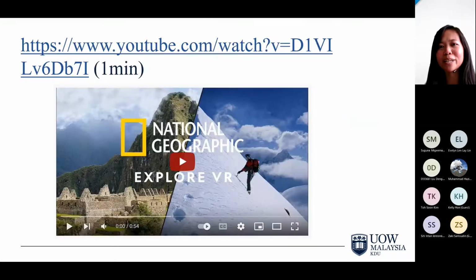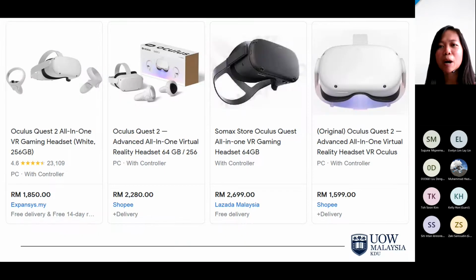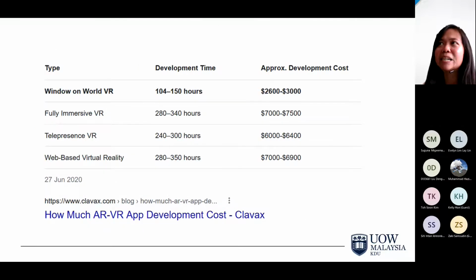But then, think about it. In order to experience this immersive exploration of a destination, the tourism operator themselves have to spend a lot of money in creating this experience, and also the potential tourists themselves should have their own VR headset, and it is not cheap. So it makes a lot of people think that it's actually very difficult.